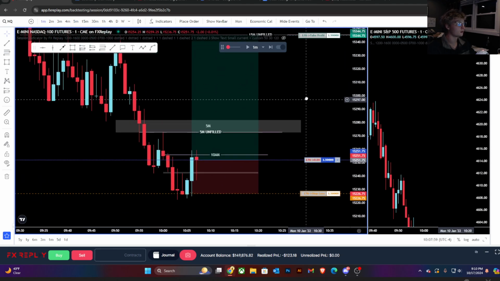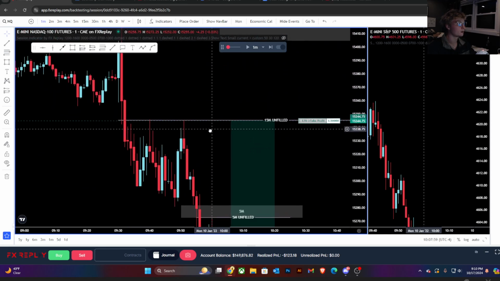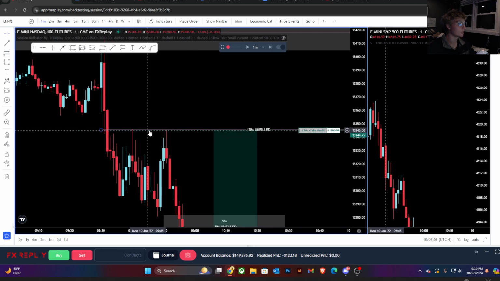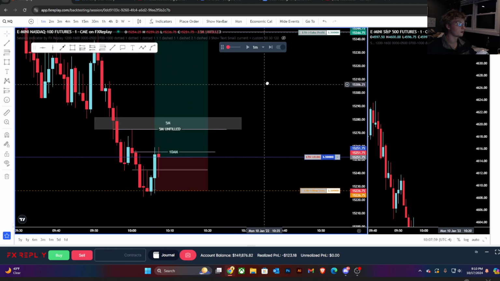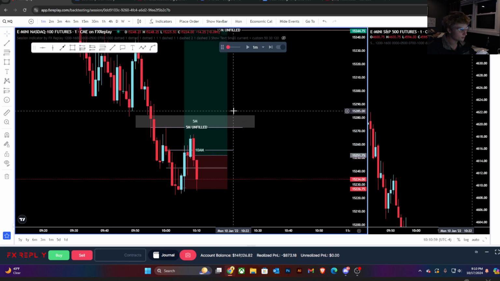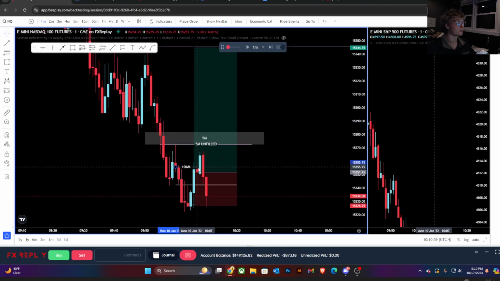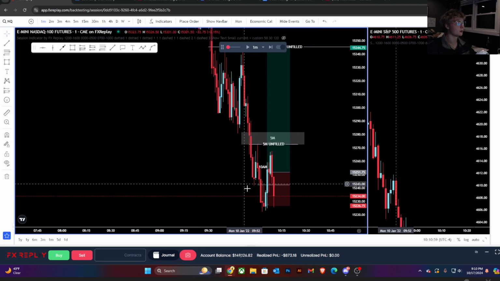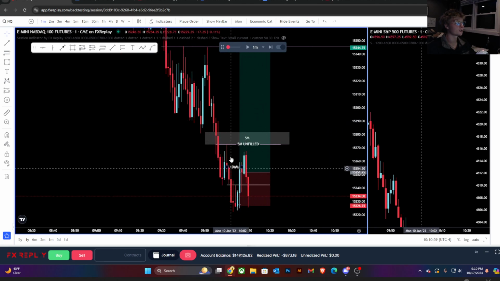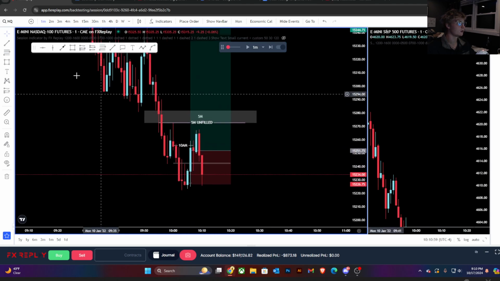Also, let me search for some equal highs if we have any. We have these relative equal highs as well here. But yeah, let's try it. Stopped out, nice. So yeah, I did like this a lot. I think the issue here was that we were just super low. We didn't really have any structure to play off of, which was the main issue.